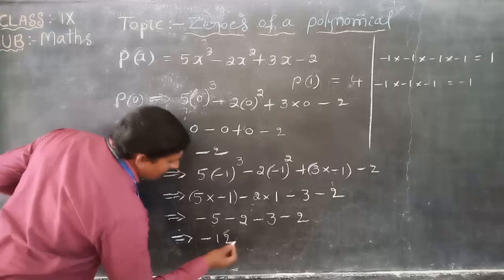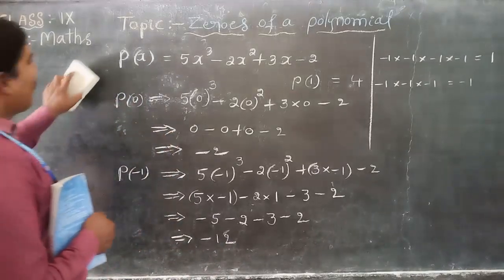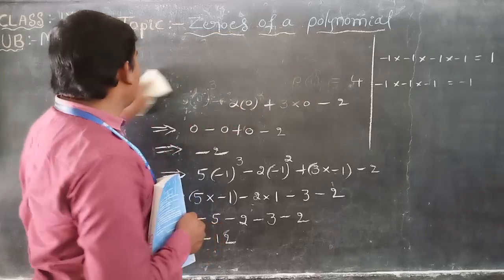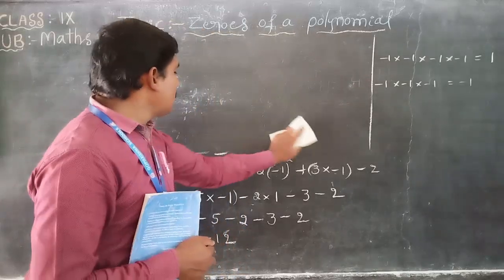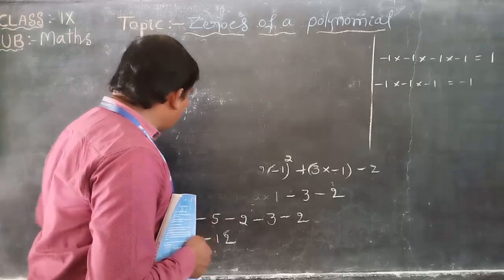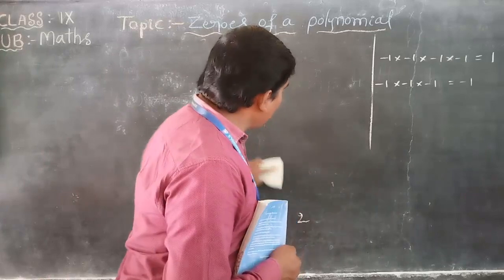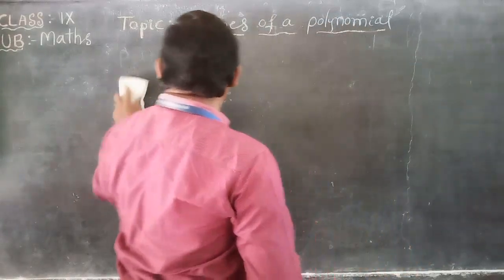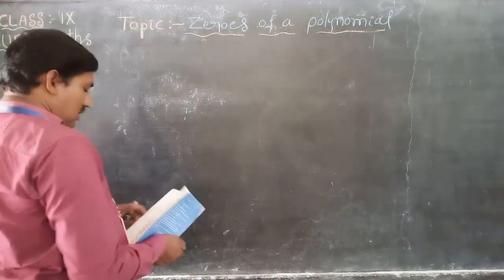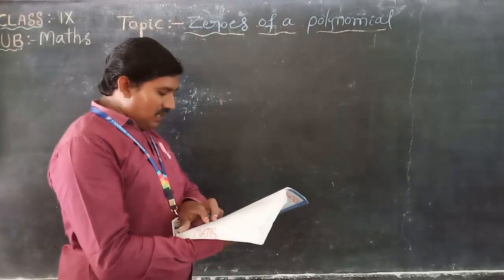Minus 12. Okay, sometimes we get a positive value, sometimes a negative value, and sometimes it is possible to get 0 also. Zeros of the polynomial means when we get 0, then that is the solution. Okay, next we will take one more example.